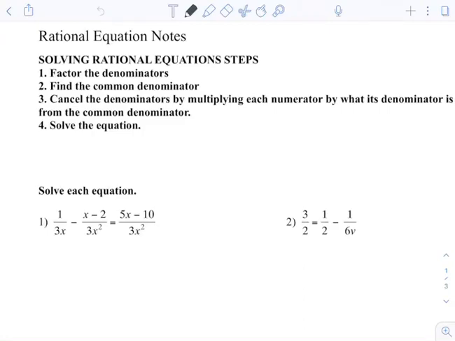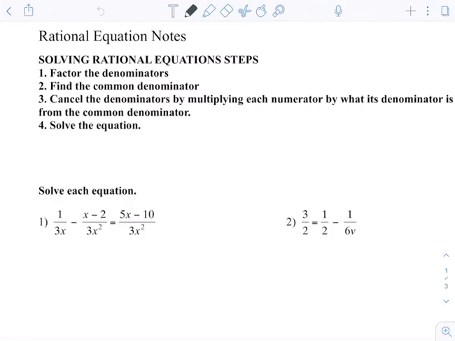Okay, the last part of the rational expressions and rational equations unit is just solving rational equations. So this is it for this type of stuff. And I think it's a little bit easier than adding and subtracting because we can get rid of the denominators. So what you need to do is find your common denominator first. And in order to do that, you have to factor denominators where you can.